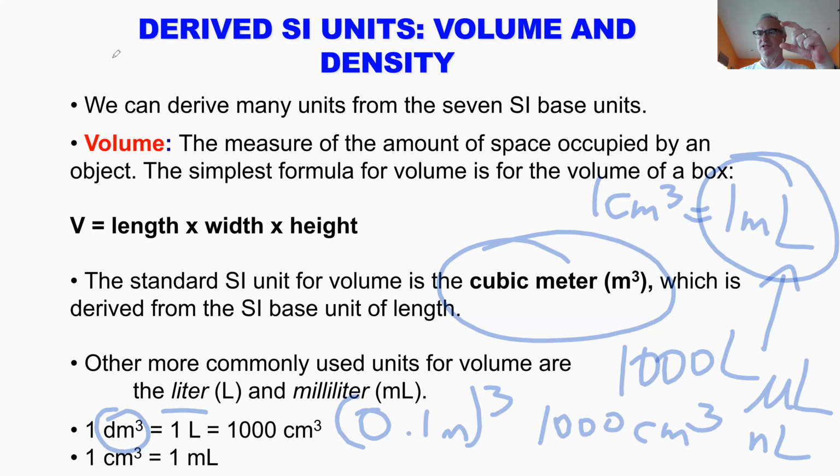a relatively small volume that's easy to measure. It's the size of a lot of the experiments we do. We do experiments at really, really small volumes, so mils is basically the unit we use there. It all depends on what you're measuring, but for the most part, liters and milliliters are what you're going to be using like 99% of the time.